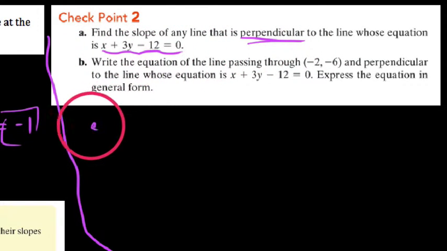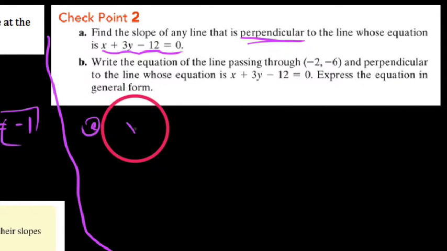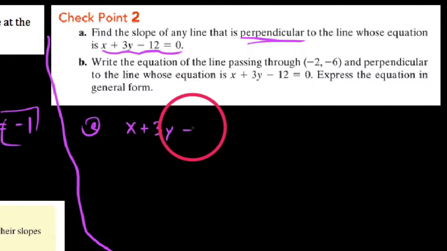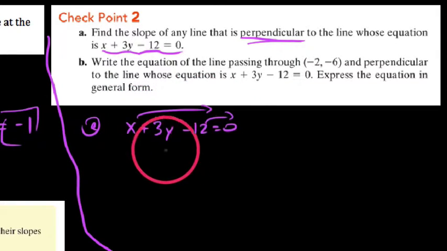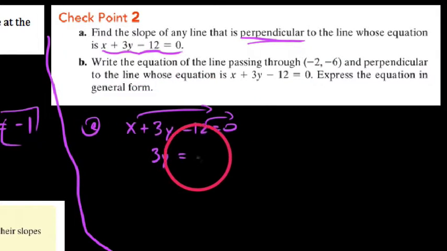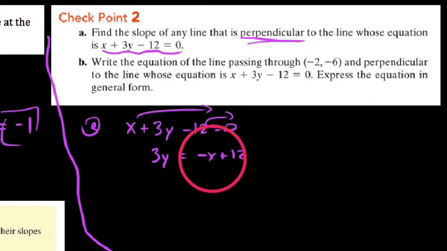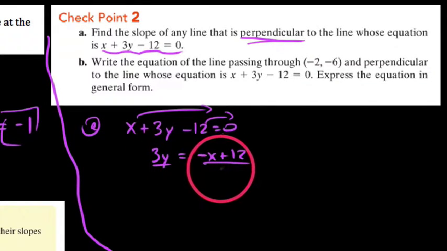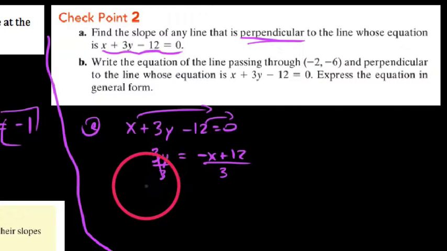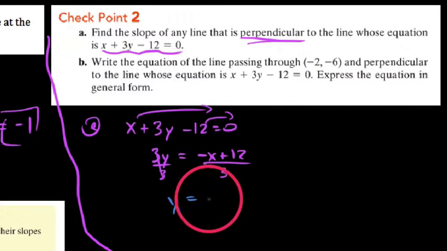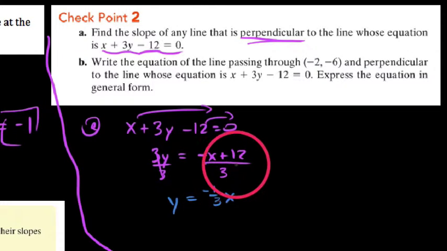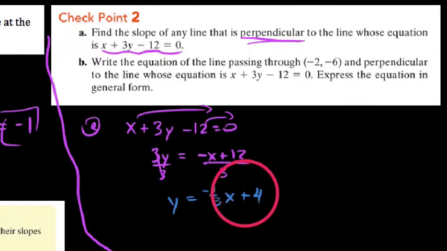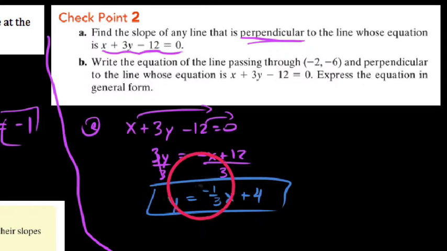For letter A, the very first thing I'm interested in doing is ascertaining the slope of this line. I'm going to move all of the non-y terms over to the other side. I get -x plus 12 on the right side. I'm going to divide everything by this positive 3, because I want to get this in slope-intercept form. So y equals -1 divided by 3 times x, and then positive 12 over 3 would just be a 4. Here's our line, and we can easily see that the slope is -1/3.